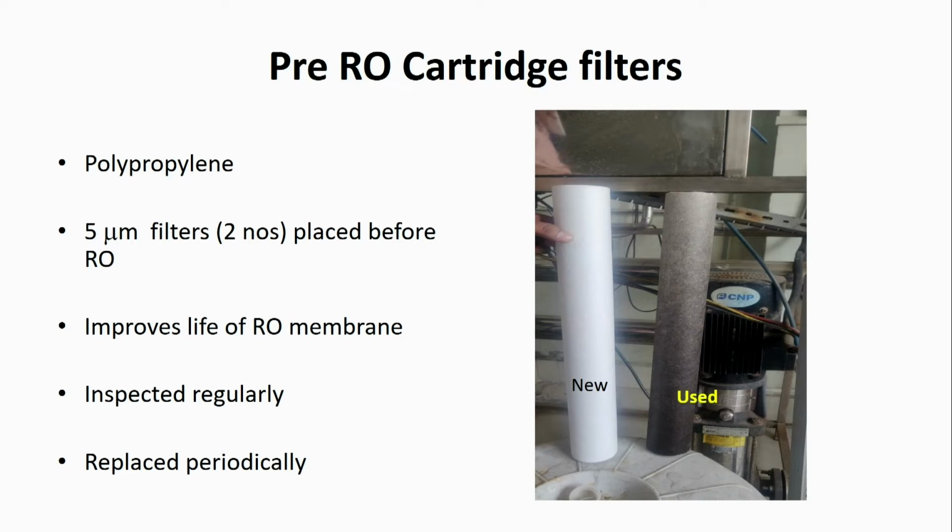Then come the pre-RO cartridge filters. These are made of polypropylene material, and they are placed before the RO membranes, with a membrane cutoff of 5 micron. They filter out other suspended matter and carbon fines coming from the filter, and protect the RO membranes and improve their life. They should be inspected regularly. Ideally every week they should be inspected, and if they become brown and black like this, then they should be replaced.